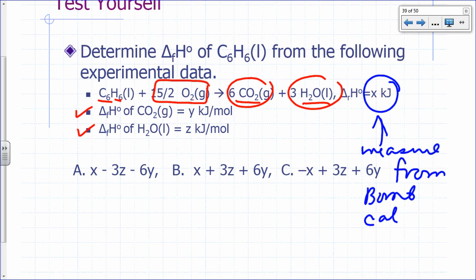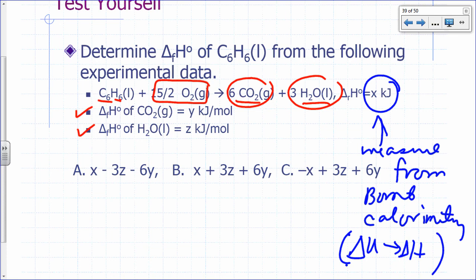Actually, you can measure delta U from the bomb calorimetry data, and then from delta U, you can calculate delta H. Okay, so you get your delta U first, and then you get your delta H. So you know this, you know this, you know this, you know this. What can you determine? You can determine the delta H formation of your organic compound.